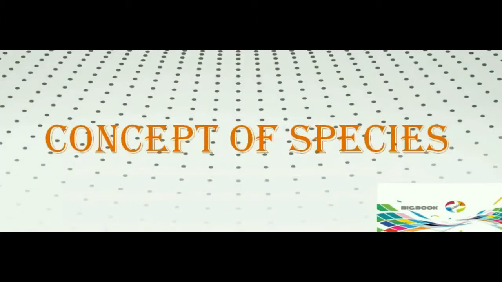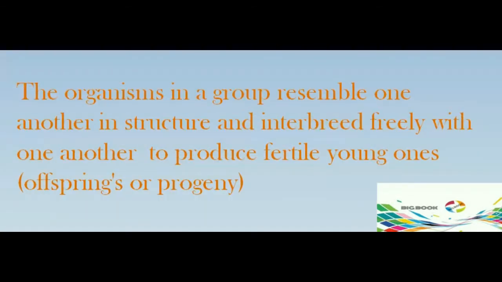Today we are going to discuss a new topic, the concept of species. The definition is: the organisms in a group resemble one another in structure and interbreed freely with one another to produce fertile young ones, or offsprings, or progeny. By the definition itself, you would have understood that species have a similar structure and interbreed freely.